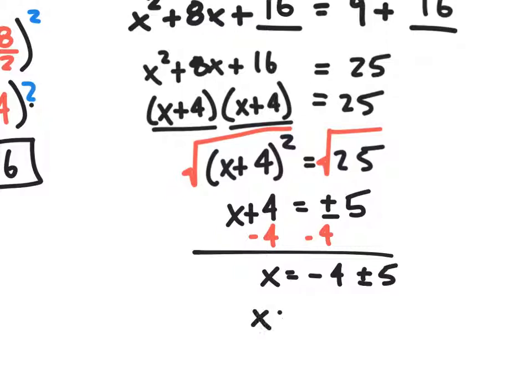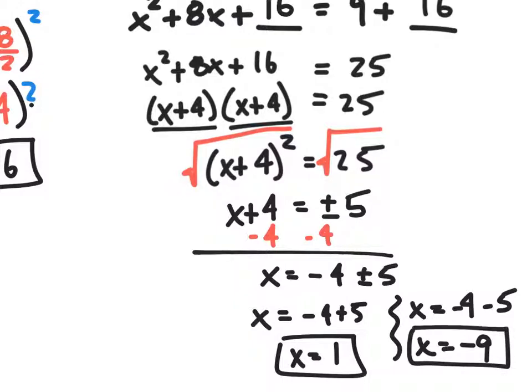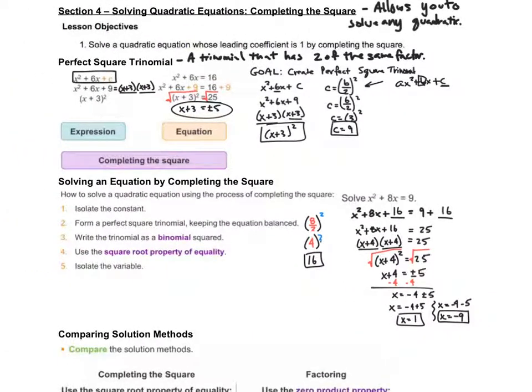So now I've got that x is equal to negative 4 plus 5, and I've got that x is equal to negative 4 minus 5. So negative 4 plus 5 is going to equal positive 1. Over here, x is going to equal negative 9. Okay, and that is my answer. Okay, and so that's the idea.